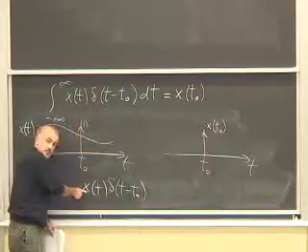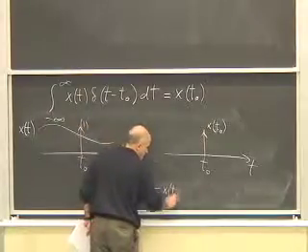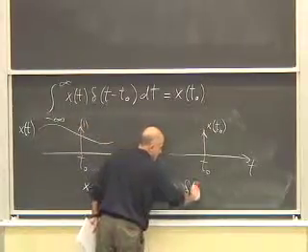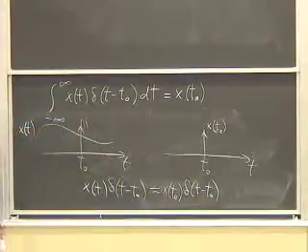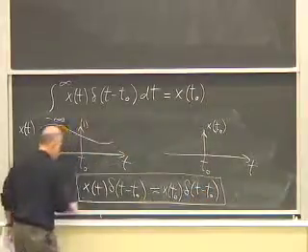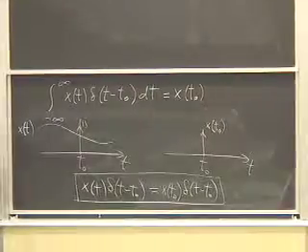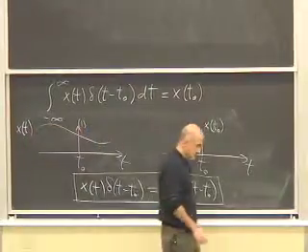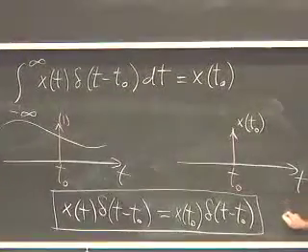Assuming x is continuous at t0, this is the same thing as saying I have scaled the impulse by x(t0). This is an identity. It's another one of the characteristic equations that govern the Dirac delta. And this is called the sampling property.